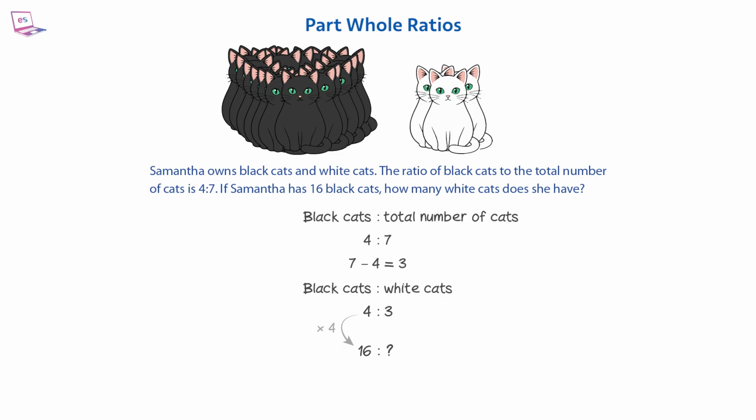Next, we have to multiply the right-hand side of the ratio with 4 as well. It will be 3 times 4 equals 12, and the new ratio is 16:12. So, Samantha has 16 black cats and 12 white cats.